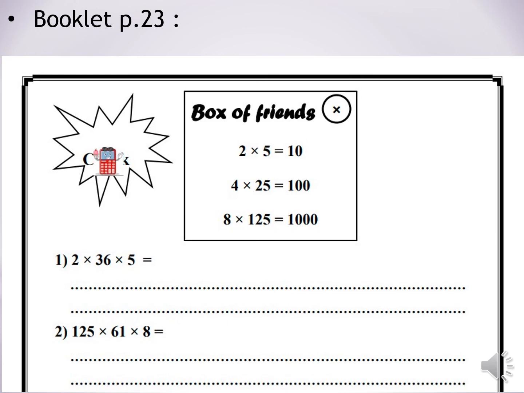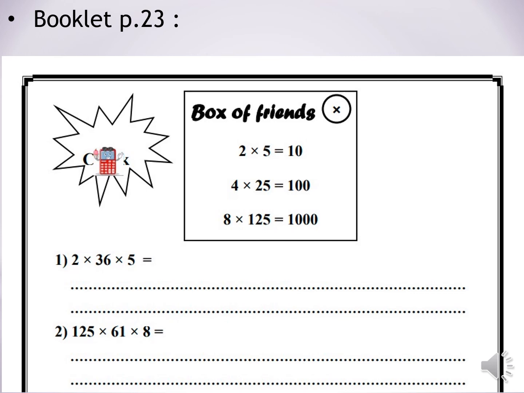Odd plus odd, the answer is even. Odd plus even, the answer is odd. Booklet page 23. I want to use the commutative and associative properties to simplify each of the following. But first, let's know together the box of friends. In the box of friends, I have 2 multiply 5 equals 10, 4 multiply 25 equals 100, and 8 multiply 125 equals 1000. I have to put the friends beside each other to give me 10 or 100 or 1000 to make my multiplication problem easier for me. So let's start the first one.